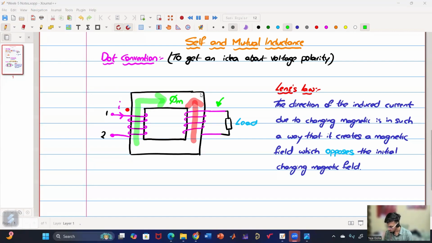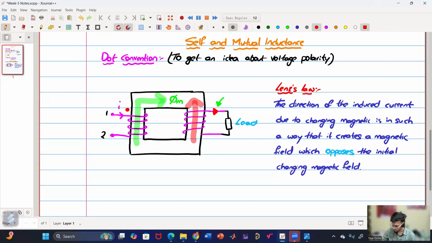So I hope others are also following. The direction of the current will be in this way, because then only the flux created by this coil will be opposing the main flux, which is what Lenz's law is saying.